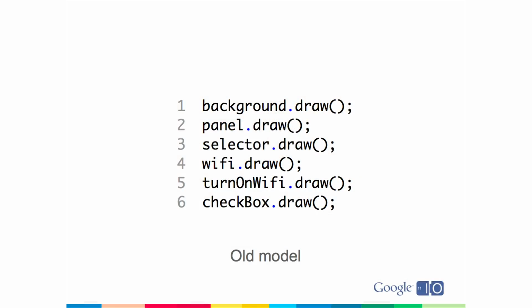That means that we have to draw the background. So there's a background texture in the back of the window. We had to redraw the panel. There's a gray panel behind the list. Then we had to redraw the text selector. We had to redraw the text on top of the list item. And then we had to redraw the checkbox on the right. And that is a lot of code to run.